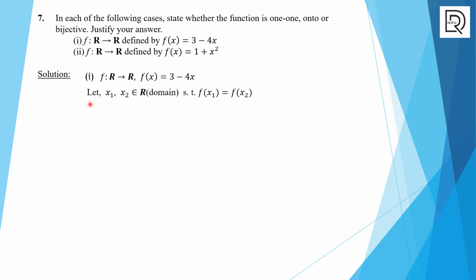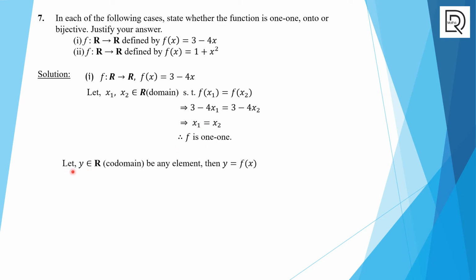So for 1-1, let x1, x2 belong to R such that f(x1) = f(x2). So this implies 3 - 4x1 = 3 - 4x2. So this implies we get x1 = x2. So therefore f is 1-1.